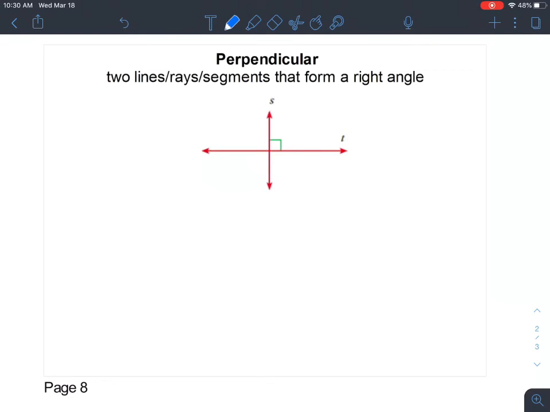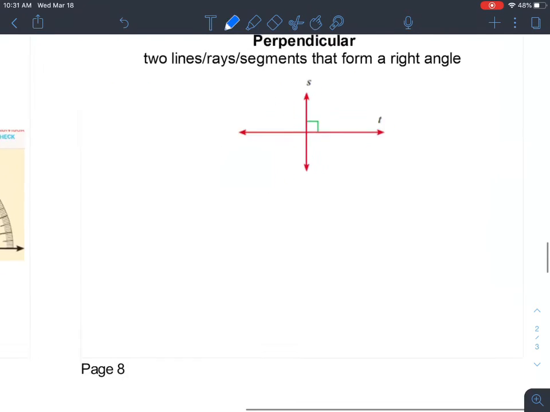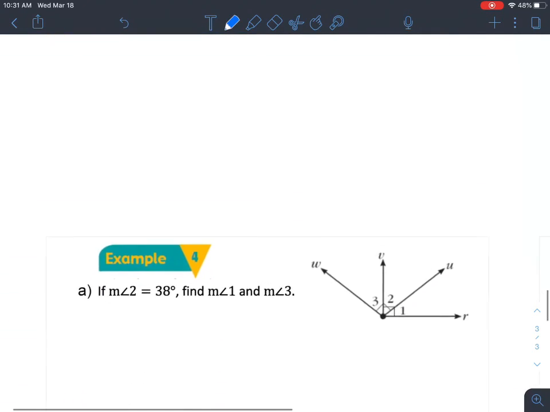All right, I added in just a little bit here as well. So the definition of perpendicular: it's going to be either rays, lines, or segments that cross and form a right angle. So if you see that something is perpendicular, you will always have a 90-degree angle, or if you see the 90-degree angle, you need to know that it is perpendicular.